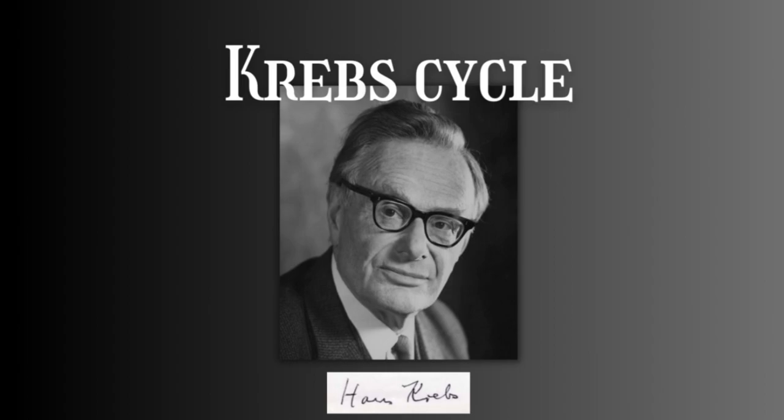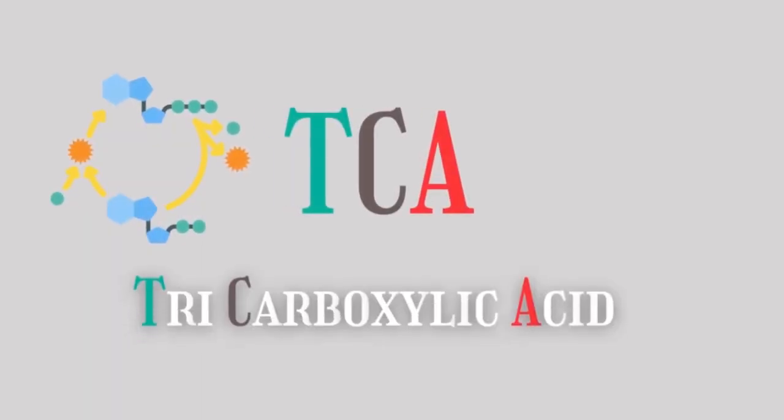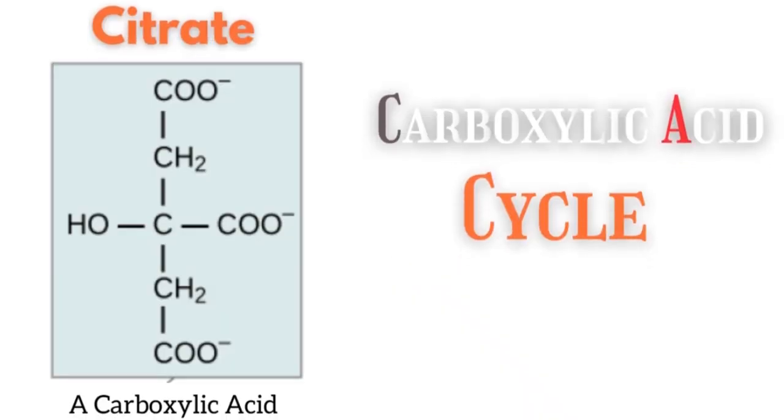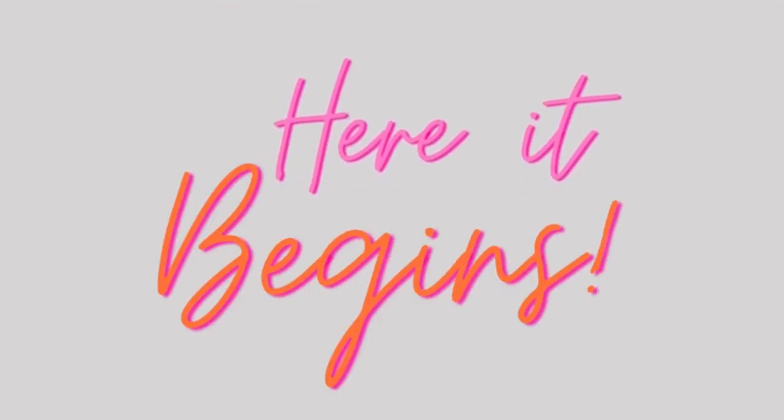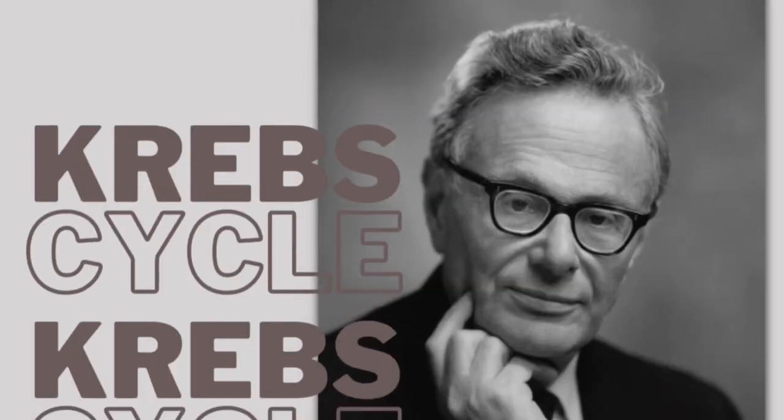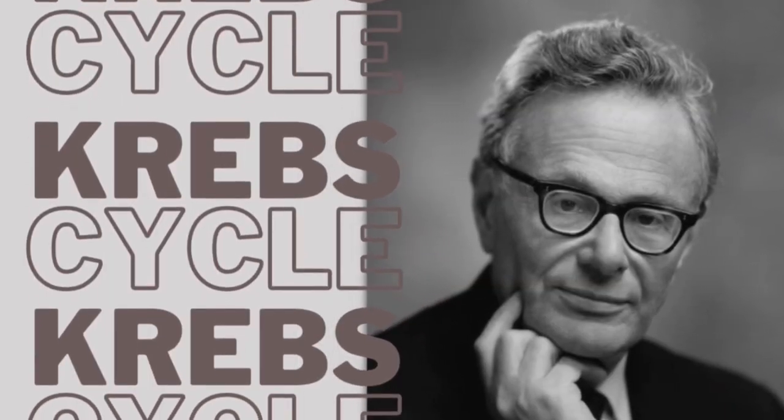to the Krebs cycle. Krebs cycle, also known as TCA, Tricarboxylic Acid Cycle, is also known by yet another name, which is Citric Acid Cycle, because citric acid is the first stable compound to be formed in this cycle. Here is the place where the Krebs cycle actually begins. So here it begins, the Krebs cycle. This is the detailed description.